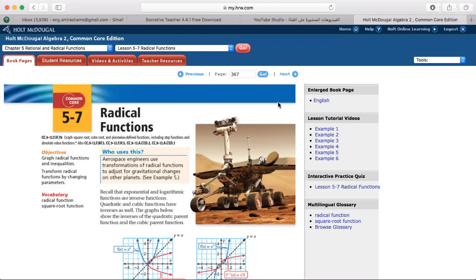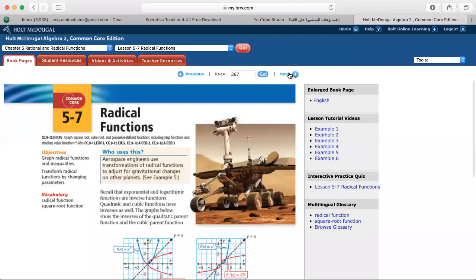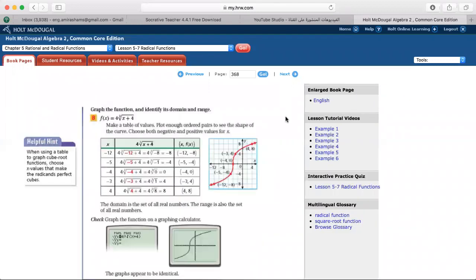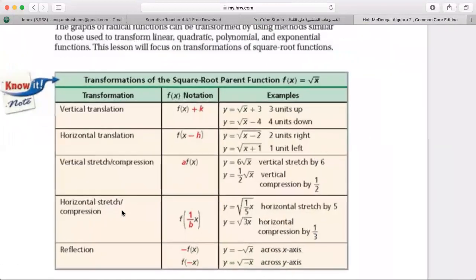Today's lesson, we're going to continue revising algebra. We're going to review and revise the radical functions. So let's go to chapter 5, lesson 7, and open page 368 and review together the transformations of the square root parent function.